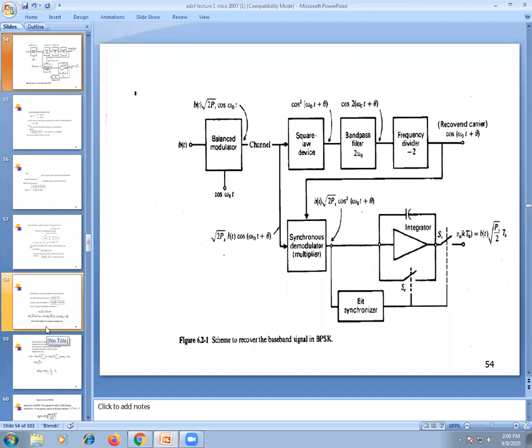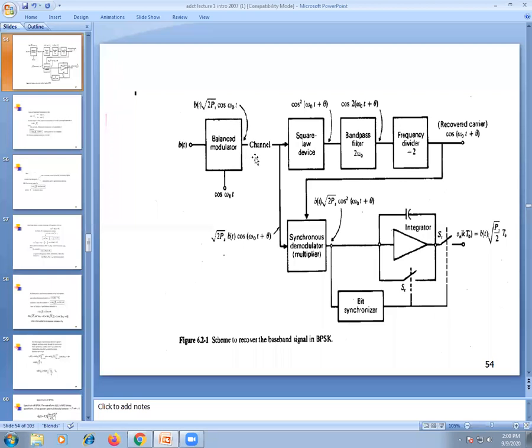So in the previous class, we discussed BPSK, binary phase shift keying. Once again, recollect the concepts. At the modulating end, there is a balanced modulator which takes b(t), the binary data, as input, and cos ωc t is the carrier with magnitude A equal to root 2PS. Those two signals are given to the balanced modulator, and its output is b(t) root 2PS cos ωc t.